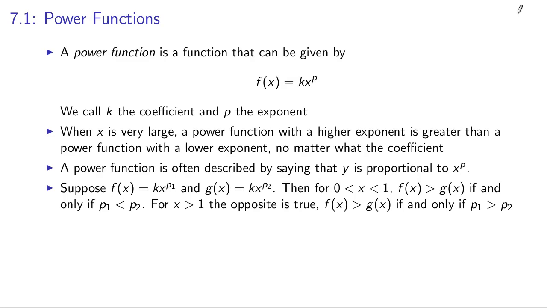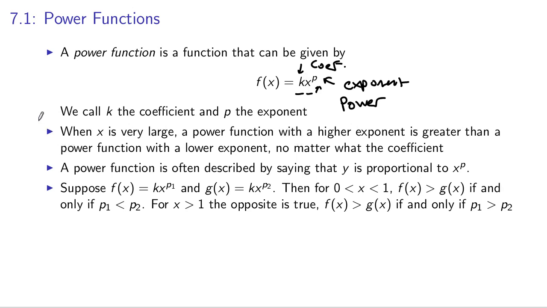Algebra 2, Chapter 7, Section 1, Power Functions. A power function is any function that can be put into this form: k times x to the p. We call k the coefficient, and we call p the exponent, or occasionally the power. That's why it's p for power. K because it's constant, P for power.